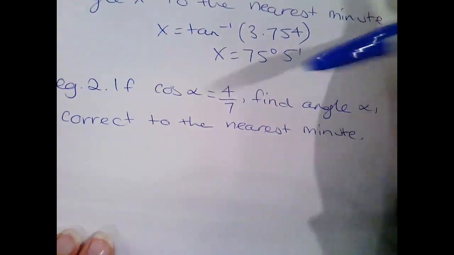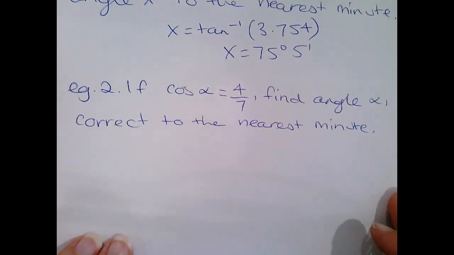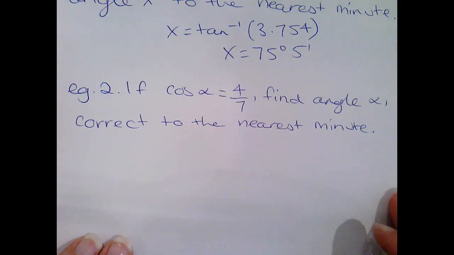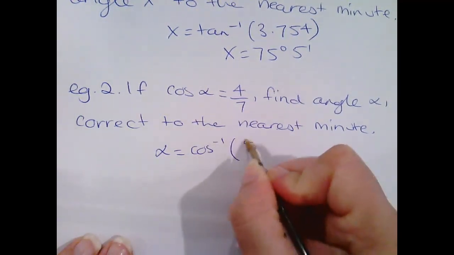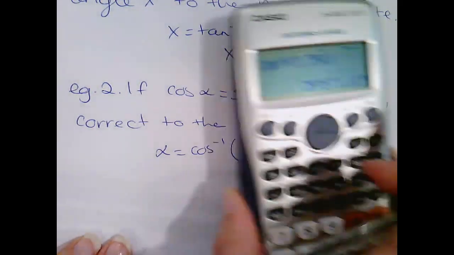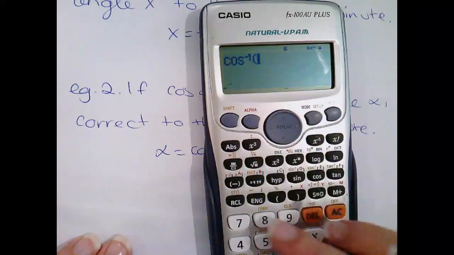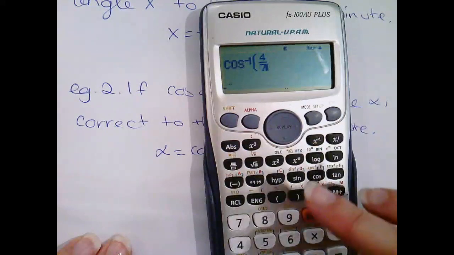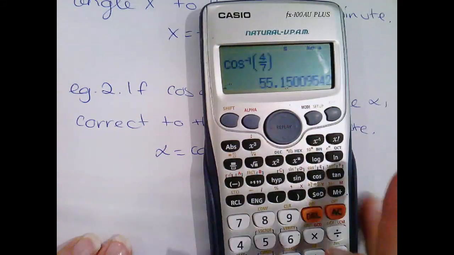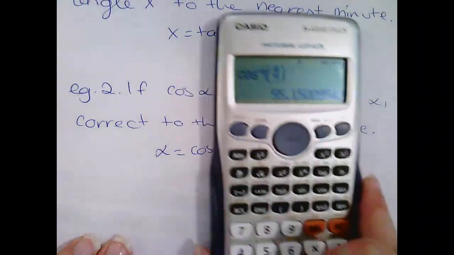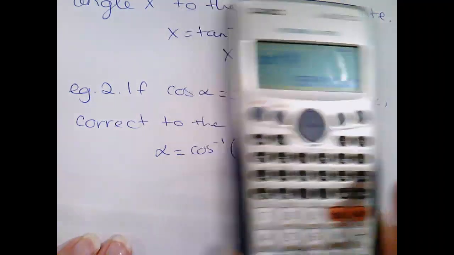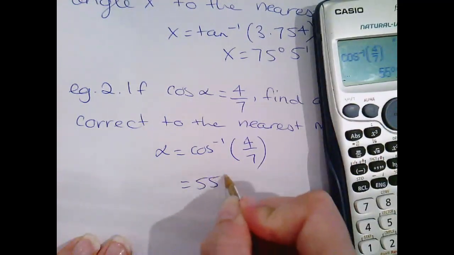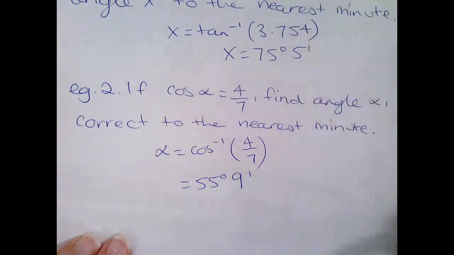Example 2, just move this up for you. Cos alpha is 4 over 7, find the angle alpha to the nearest minute. So alpha would be the inverse cos of 4 over 7. So shift cos 4 over 7. And again to the nearest minute, so we want to press the bubble button. 55 degrees and 9 minutes. Okay.